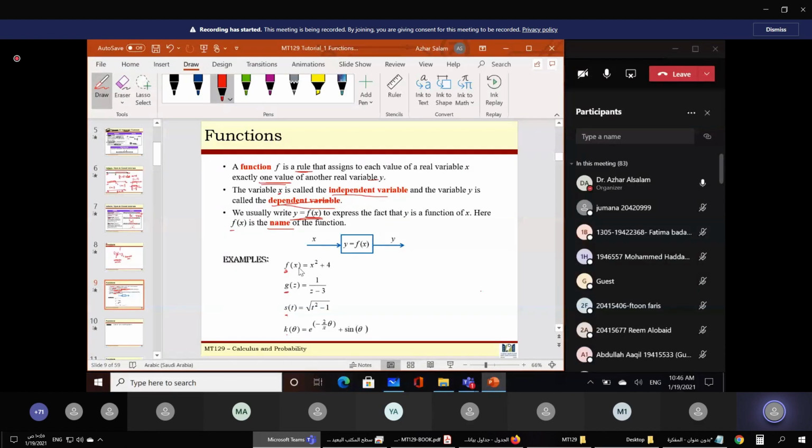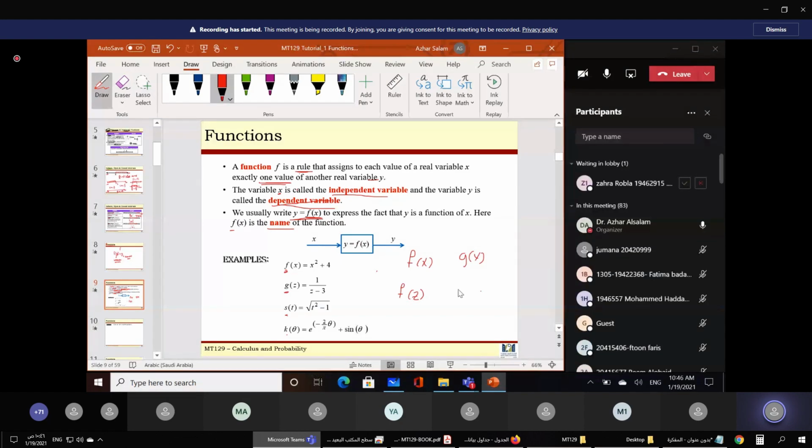Also, the independent variable, like x, I can represent with another letter. Maybe z, maybe t, maybe a Greek letter like theta, or any other letter for the dependent or independent variable. Okay, here I can say f of x or g of x as a function. I can say f of z, with z as the independent variable for the function f, or maybe g of t, the function g with the independent variable t. Okay.